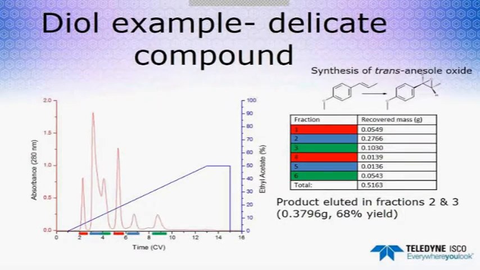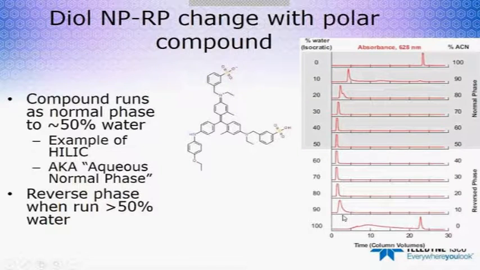One place where the diol column was very useful was for a delicate compound. We synthesized trans-anethole oxide, and with the epoxide group on it, the compound can't be purified on silica. Silica catalyzes the opening of the epoxide ring, and the compound doesn't elute because the open ring then reacts with silica, and I've essentially functionalized my silica with my product. However, using the diol column in normal phase, I was able to purify the compound, and I found the major peak over here contained my compound, and I was able to get 68% recovery or yield from the reaction.